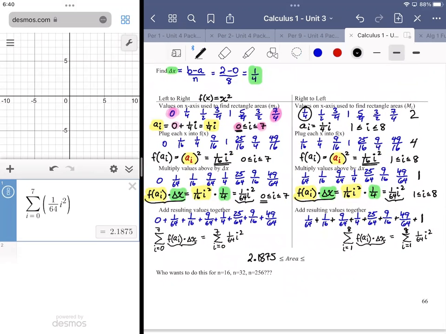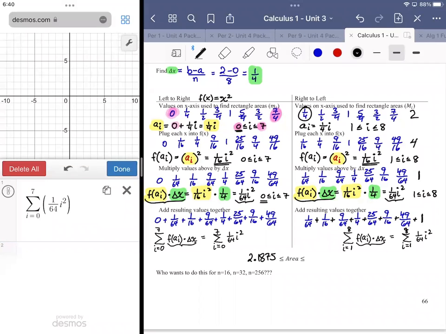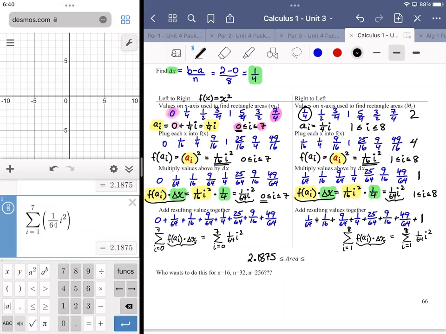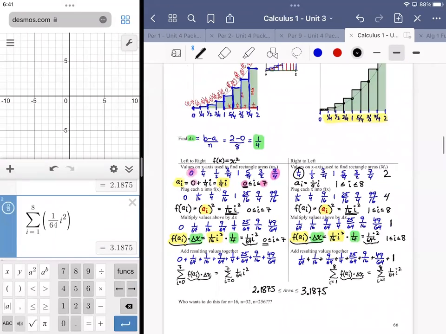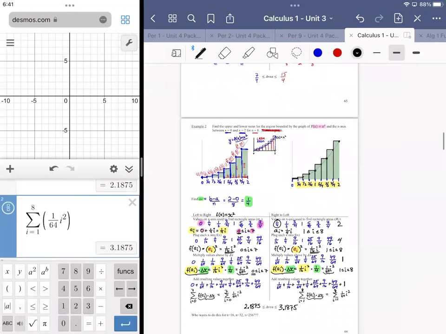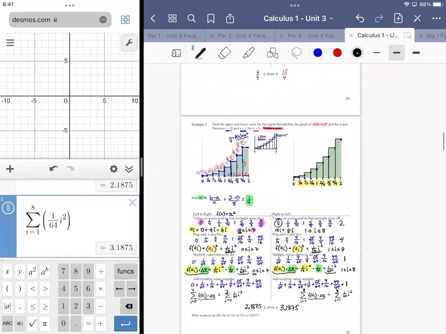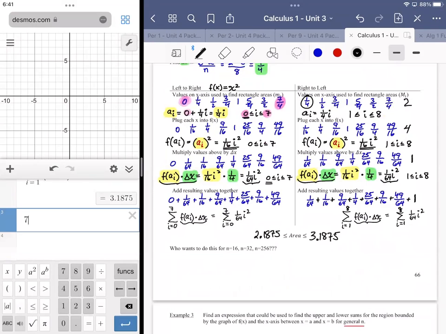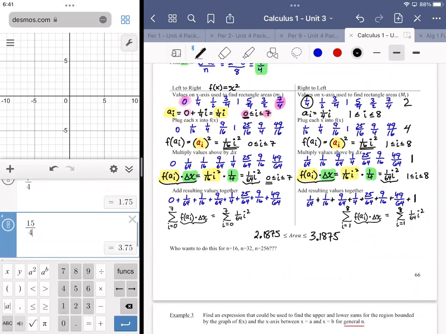So when I want to do this computation in Desmos, I'm just going to change the 0 to 7 to a 1 to 8. And that's going to give me a 3.1875. But if you compare that with what we came up with last time, we had 7/4. So the area would be between 7/4 and 15 quarters. 7/4 is 1.75, 15 quarters is 3.75.